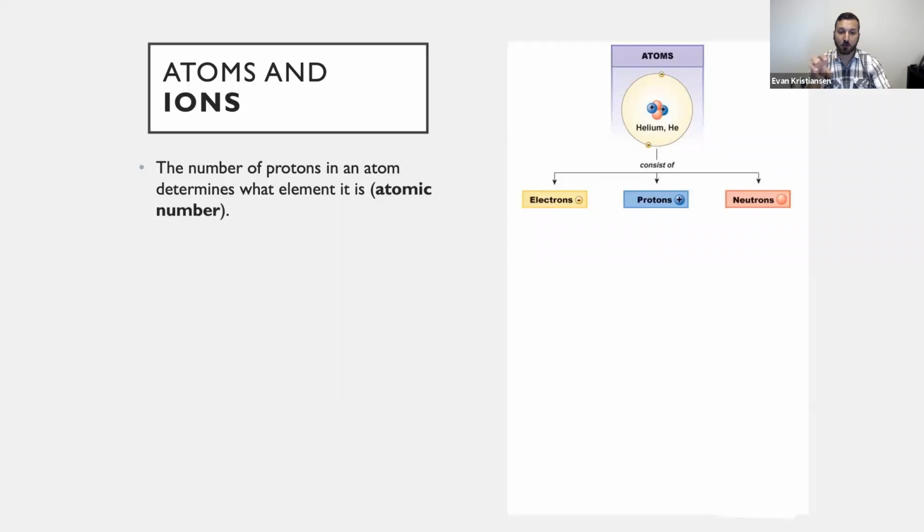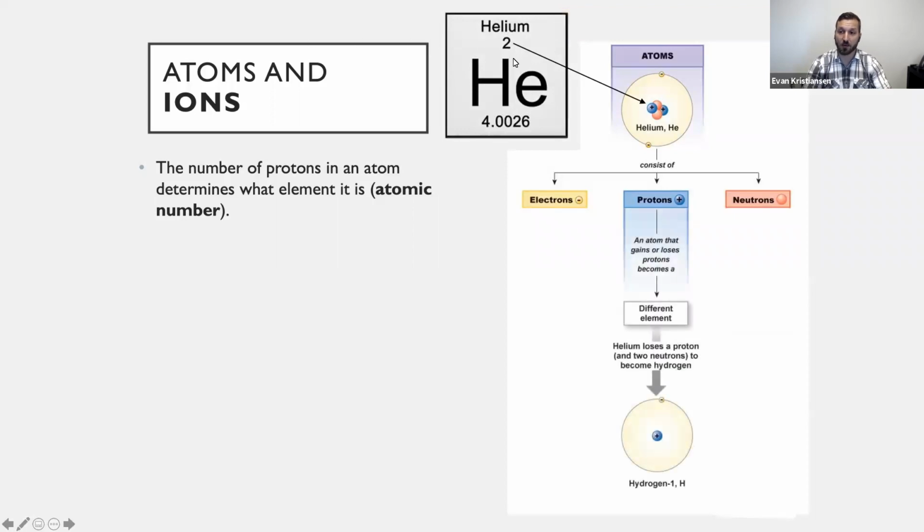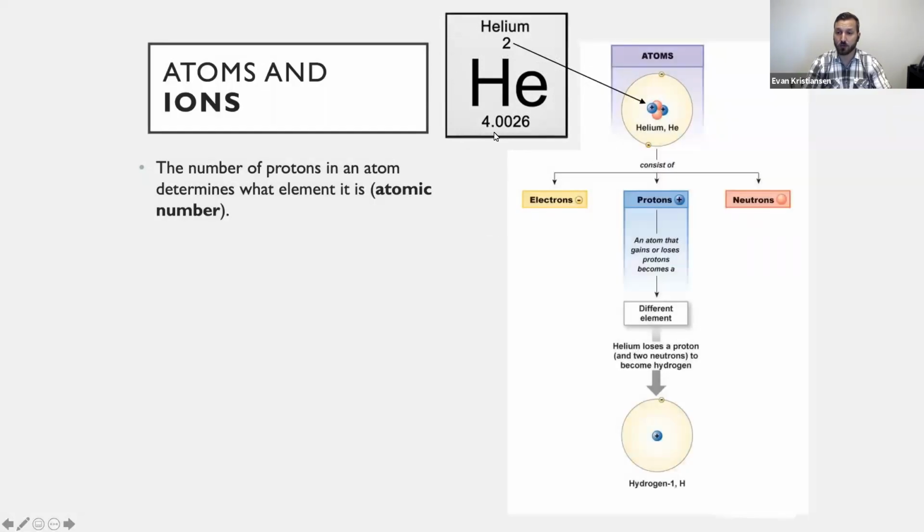The number of protons that are found in the nucleus of an atom determines what element it is. So if you have, for example, helium, you have this number 2 at the top, and that helium number is its number of protons. However, you'll notice that helium has a weight of 4. That means that it has 2 neutrons in addition to its 2 protons.